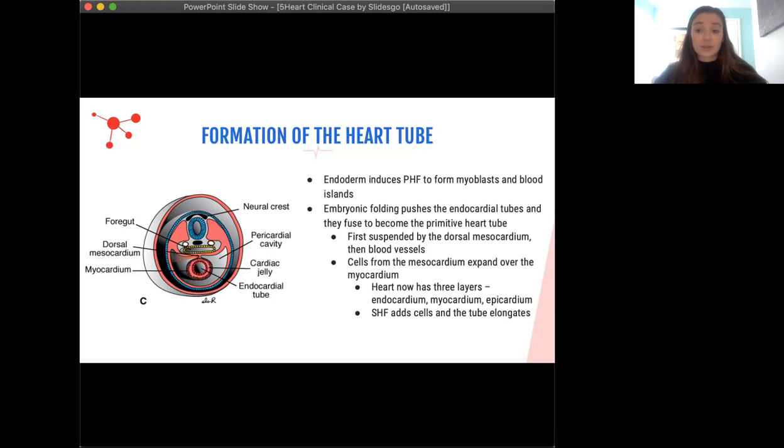The tube is first suspended by the dorsal mesocardium, and eventually the blood vessels will begin to form and provide support for the heart tube. So that's what's shown in this picture here. You can see the dorsal mesocardium kind of suspending and holding up the endocardial tube. So cells from that mesocardium will begin to expand over the myocardium of the tube, and the three layers that we know in a regular adult heart will form, so the endocardium, myocardium, and epicardium. The secondary heart field also adds cells and elongates the tube.